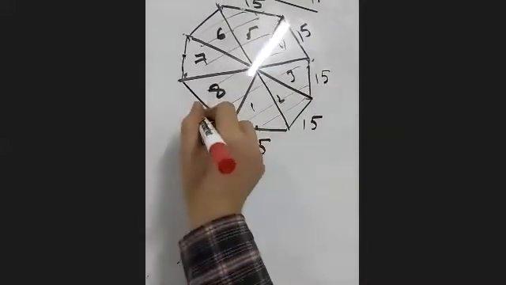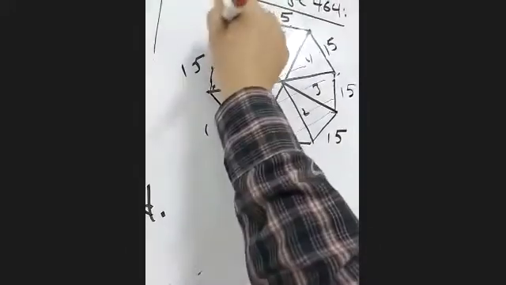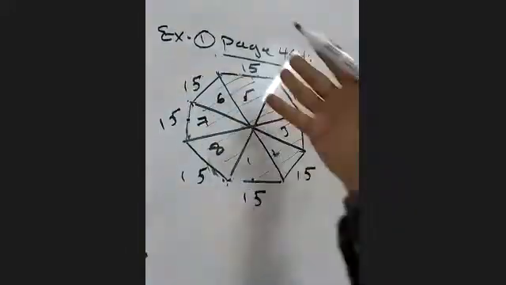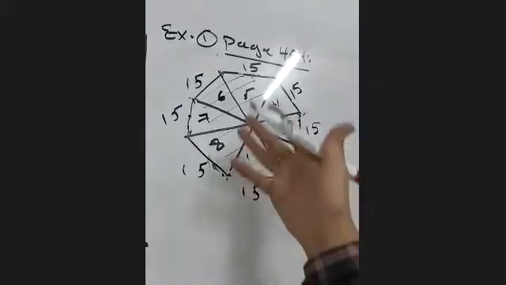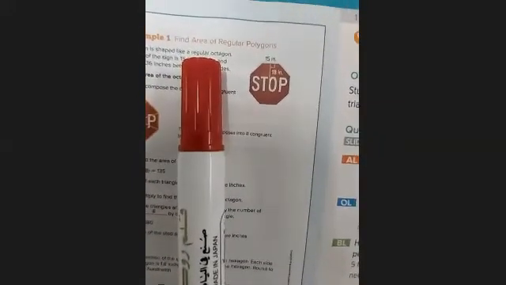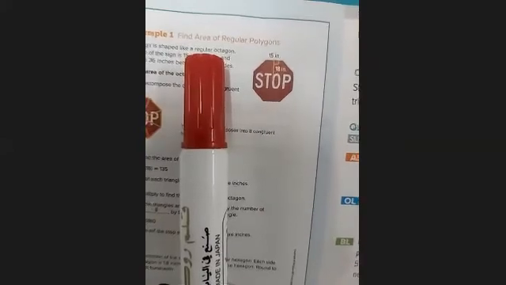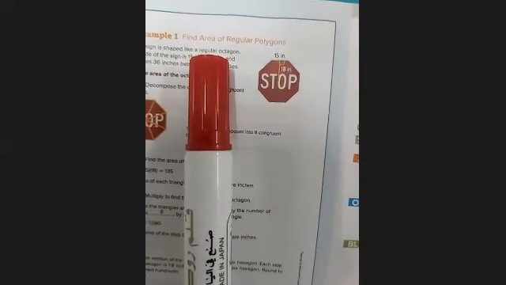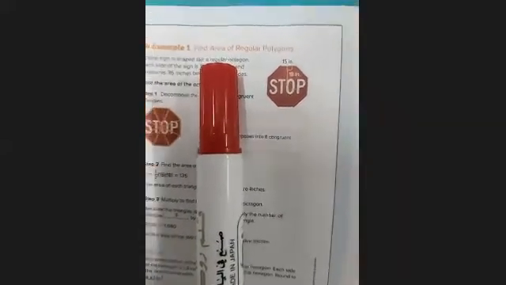All of them are 15. How did you know that all of them are 15? How do we know that all of them are 15s? Because the question said it is regular. Regular octagon. The word regular tells me that all the sides are equal.